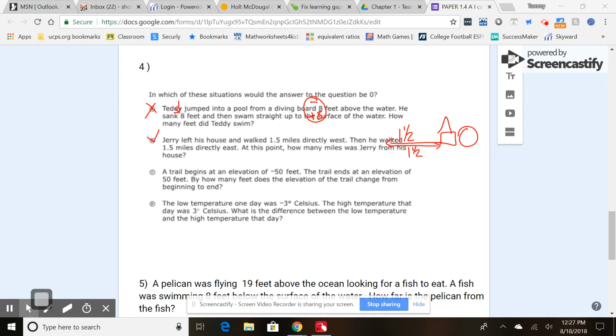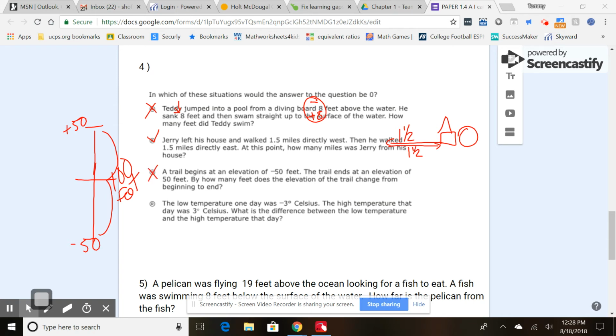C, a trail begins at an elevation of -50 feet. The trail ends at an elevation of 50 feet. By how many feet does the elevation of the trail change from beginning to end? So if this is my mountain, and I begin at -50, and I end at +50, I have traveled 100 feet. So it is not C. So we're looking at D.